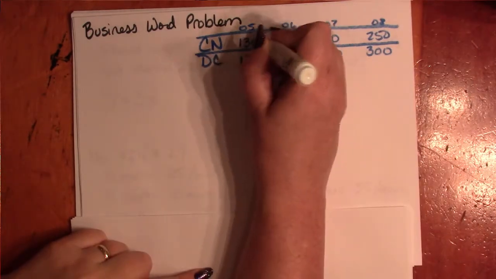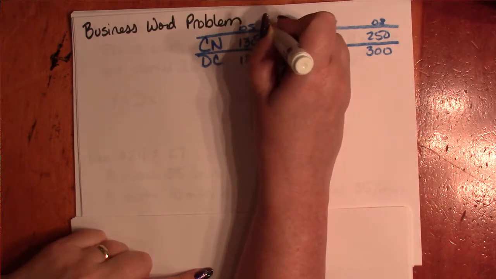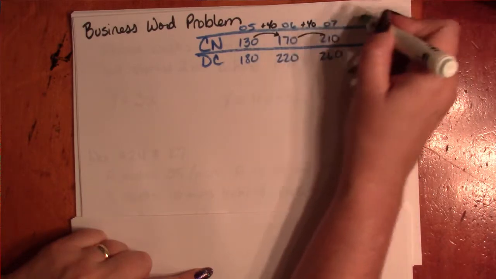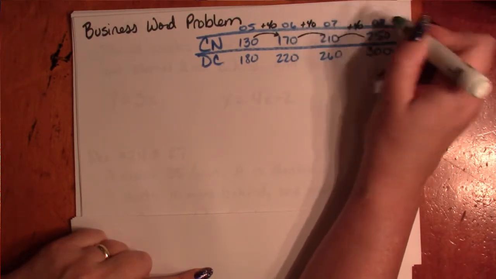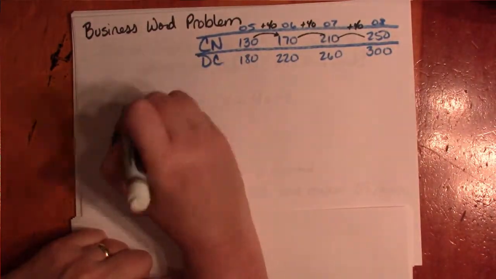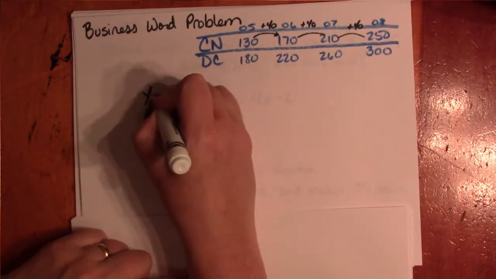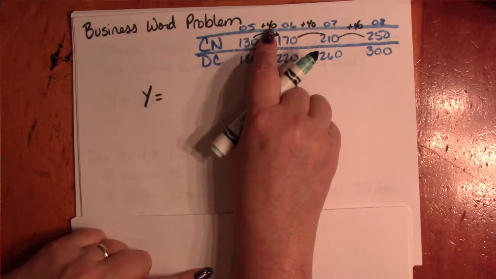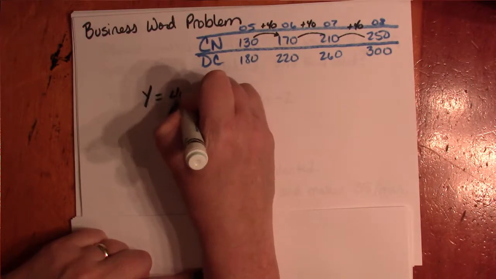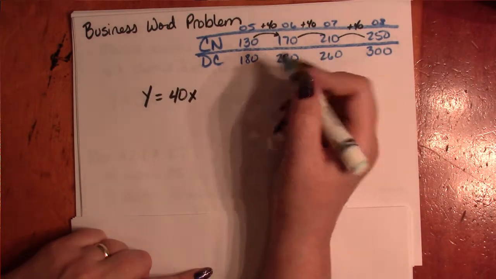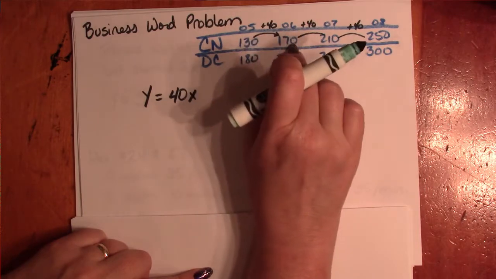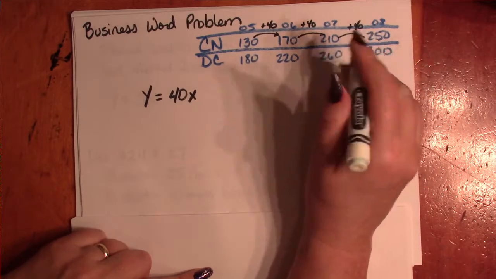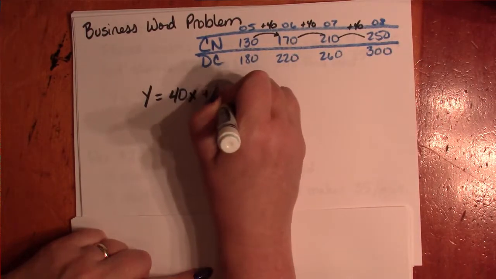Well, we need to find our pattern. To get from here to here, we've added 40. And to get from here to here, we've added 40. And to get from here to here, we've added 40. So we know that for Comics Now, whatever year it is, it's going to be 40 more. So it's 40 times the number of years. This is after 0 years, this is after 1 year, this is after 2 years, this is after 3 years. So it's always adding 40 per year, and they started with 130.